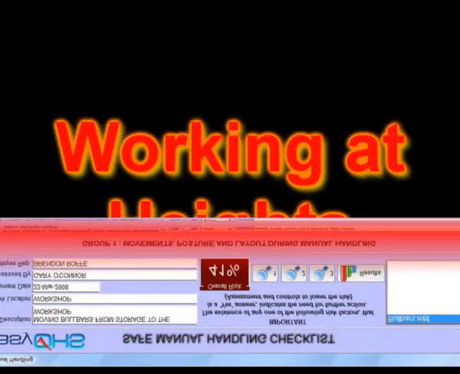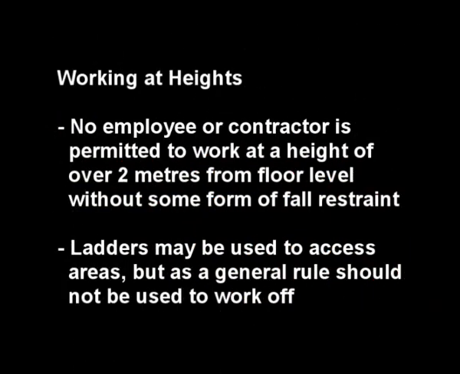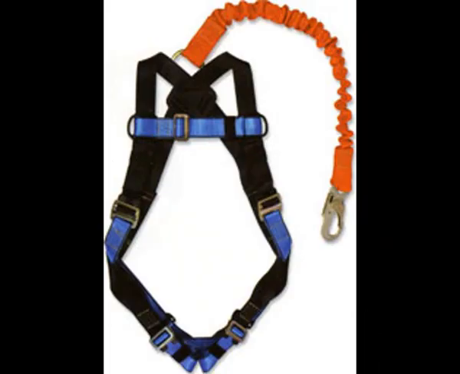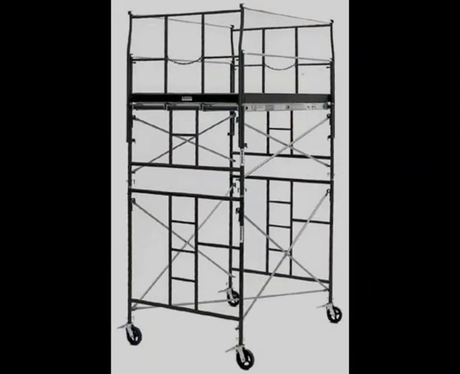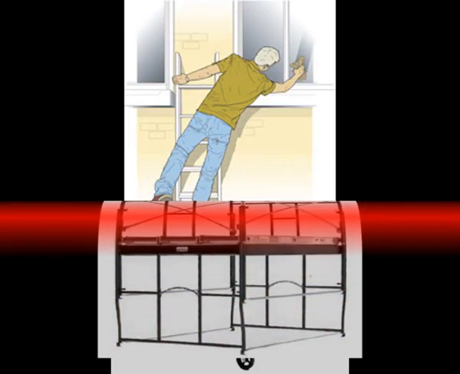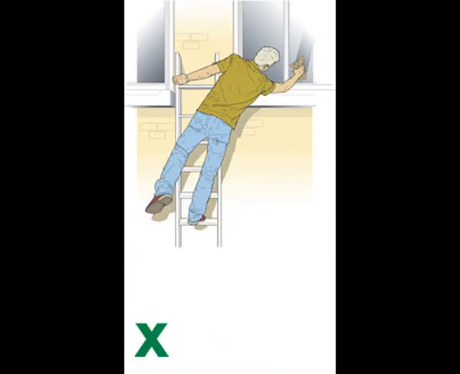No employee or contractor is permitted to work at a height of over 2 metres from floor level without some type of fall arrest or fall restraint system in place. We ask that you use fall prevention devices such as harnesses, lifting devices, scaffolding, etc. if needed. Ladders may be used to access areas, but as a general rule should not be used to work off. It is also important to remember that when climbing in and out of equipment or using ladders, 3 points of contact must be used at all times.